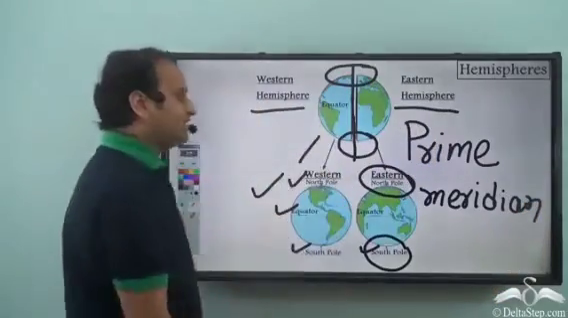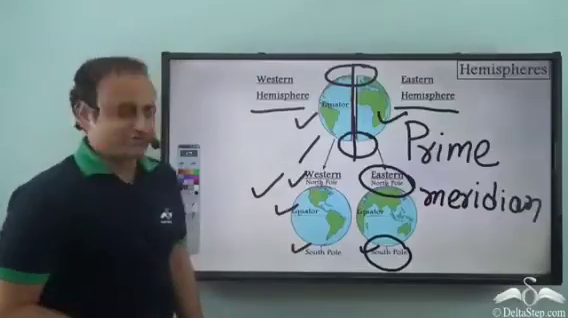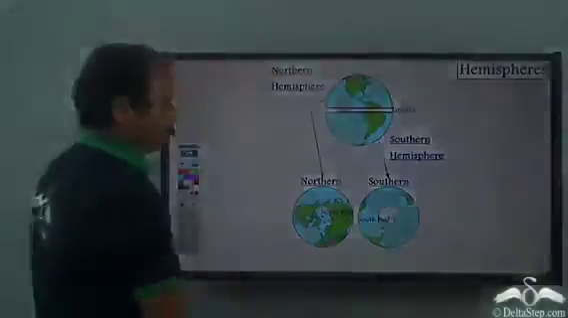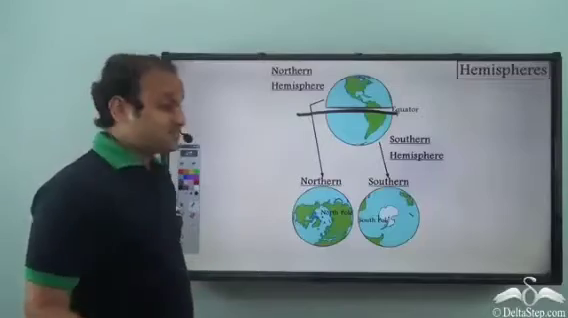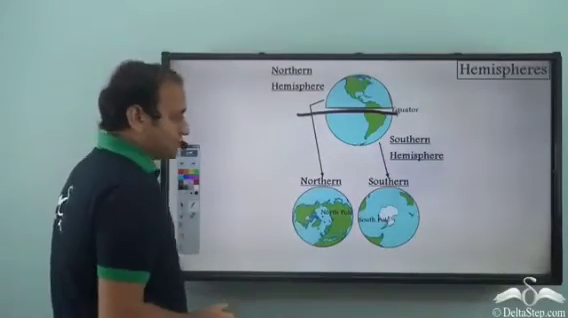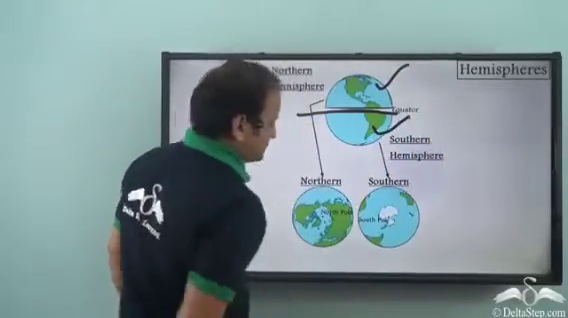So the prime meridian divides it into two equal halves, the eastern and western hemispheres. Now, what does the equator do? Well, the equator divides the Earth into two equal halves horizontally, which are the northern hemisphere and the southern hemisphere.